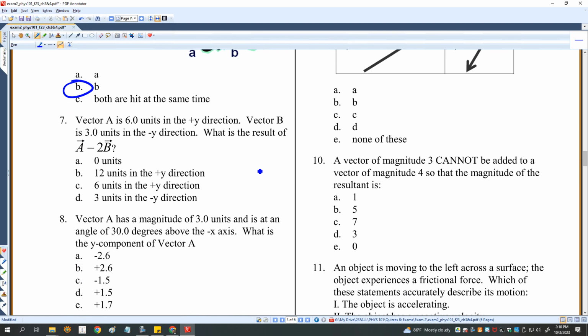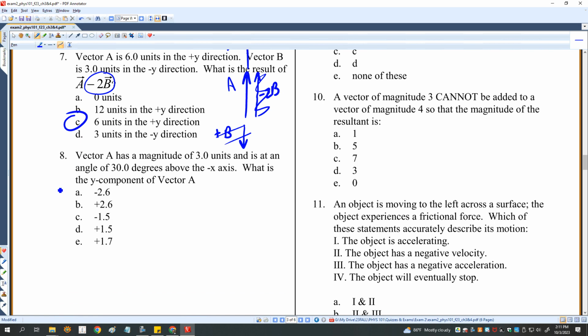Vector A is 6 units in the plus y direction, and vector B is 3 units in the negative y direction. This is A, this is positive B. I want to know what is the result of A minus 2B. Well, I need to double the size of B and negate it. So that's minus 1B, that's minus 2B. So A minus 2B is going to be, actually, let's draw it tip to tail. It is going to look like that. This is negative 2B. So that's going to be 6 units in the positive y direction.